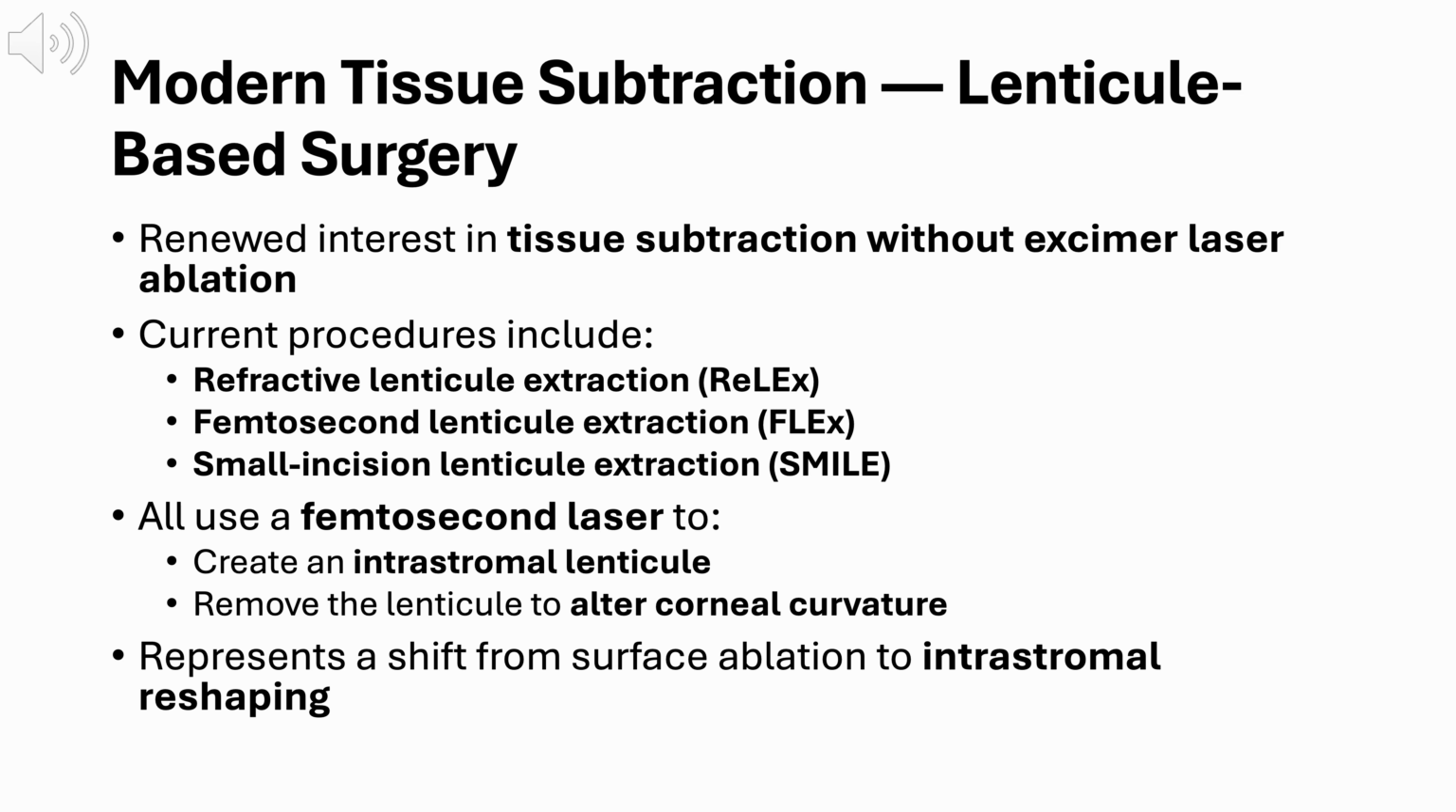All of these techniques use a femtosecond laser to create an intrastromal lenticule with a precise shape. That lenticule is then removed, and its removal changes the corneal curvature to correct the refractive error. Conceptually, this represents a shift away from surface ablation toward intrastromal reshaping. The refractive effect is still achieved by tissue subtraction, but the biomechanical and healing implications differ because the corneal surface and much of the anterior stroma are preserved.